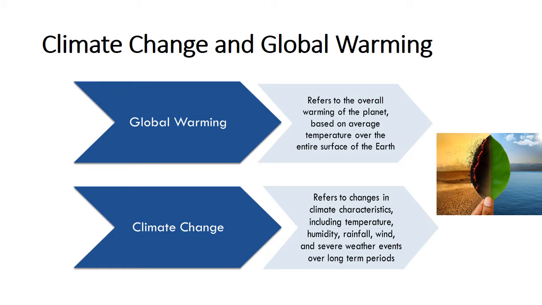How is climate change different from global warming? Sometimes there is confusion, and people try to use both terms interchangeably, but that is not true. Global warming refers to the overall warming of the planet based on average temperature over the entire surface of the Earth. So when we talk of global warming, we talk about an increase in the Earth's temperature, and it affects different societies or communities differently. Climate change, on the other hand, refers to changes in climate characteristics, including temperature, humidity, rainfall, wind, and severe weather events over a longer time period.